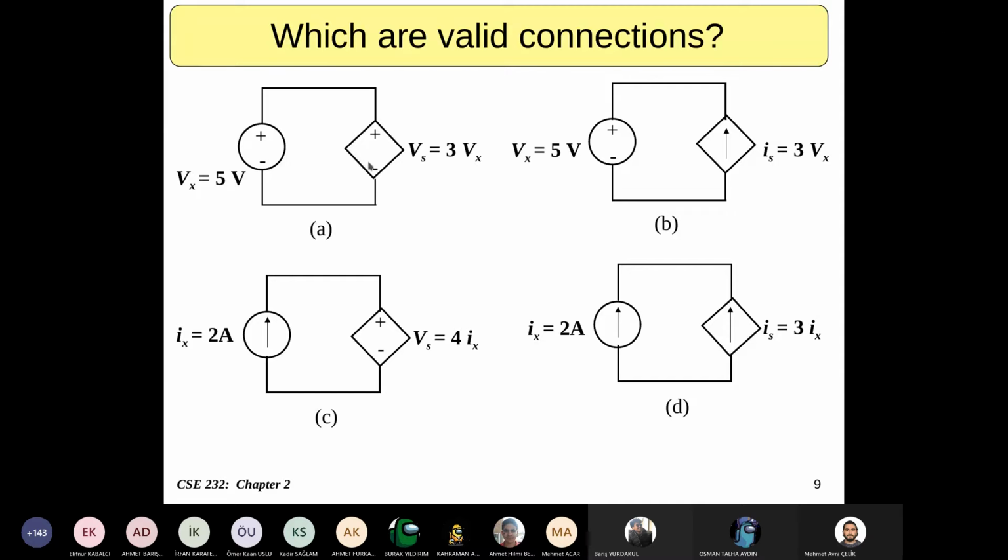This first one is the same as the example we have given. If you just mark these two ends, say 1 and 2, the voltage across 1, 2 from both branches should be equal, which doesn't seem to be the case here. How about this one?